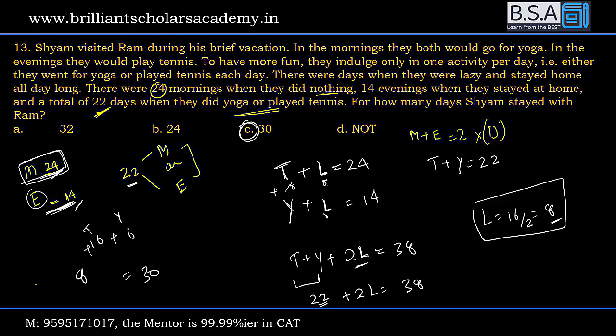It sounds like set theory, because there's an overlap. When in the morning and evening they do nothing, when they do nothing in the morning and the evening, that is counted twice here.